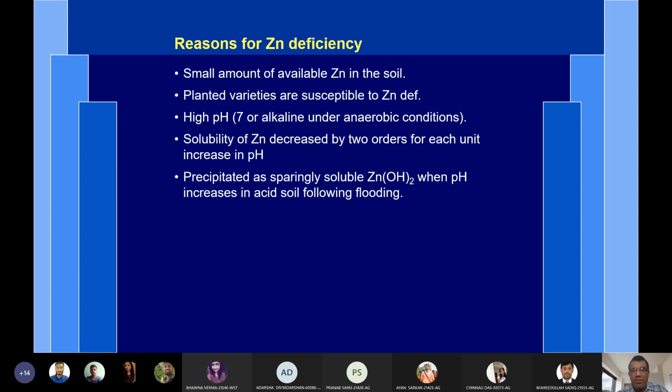And also we are harvesting a lot of cereal crops. 8 to 10 tons of cereals are harvested per year, per hectare of soil. Then it removes larger parts of zinc also.